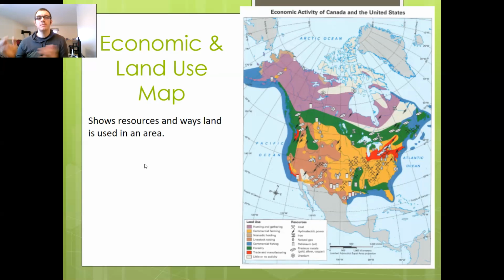So these are your types of maps. We'll use them a lot, and you'll see some exercises coming up where we'll use them.